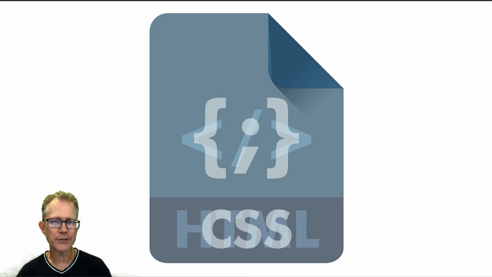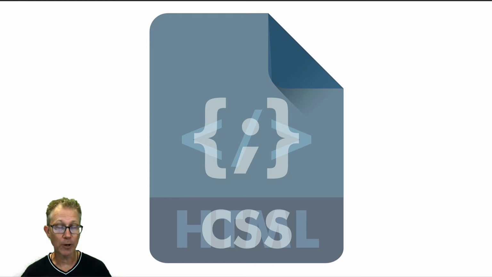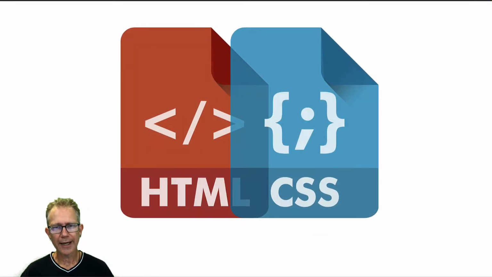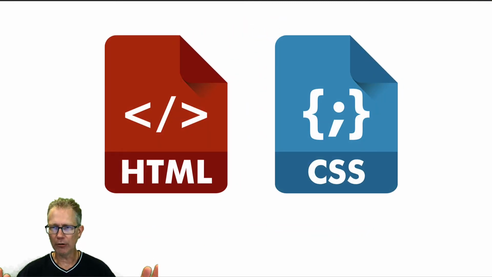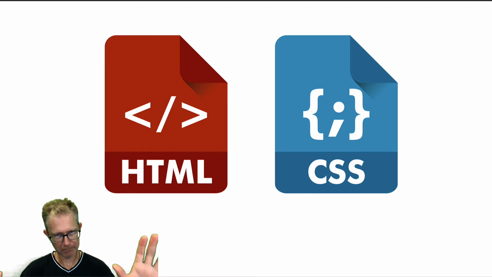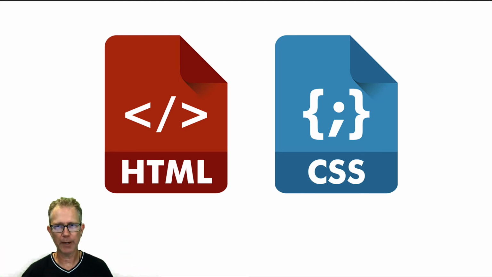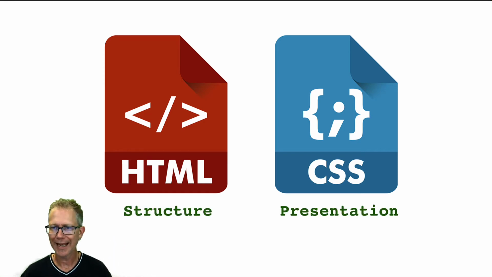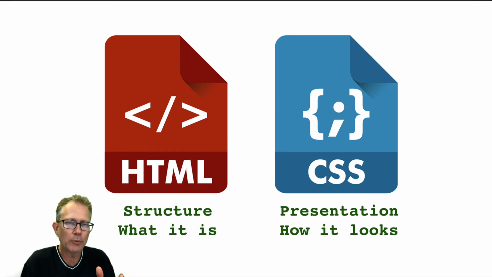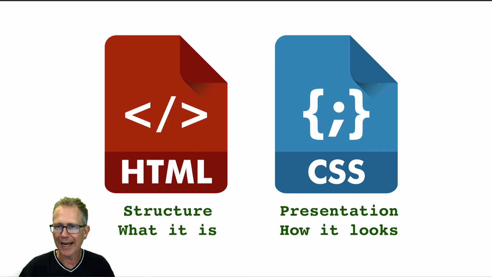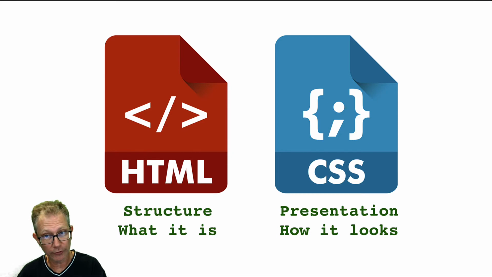Now, in order to really understand how this is implemented, we have to go back to something I think of as the Great Divorce, which happened around 1999 with the implementation of HTML4, which kind of divided HTML from a new way of governing the appearance of web pages. The idea was put forward that we use HTML for structure and CSS for presentation. In other words, HTML would govern what it is, CSS would govern how it looks.